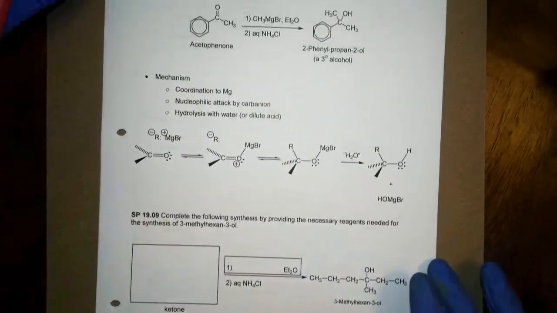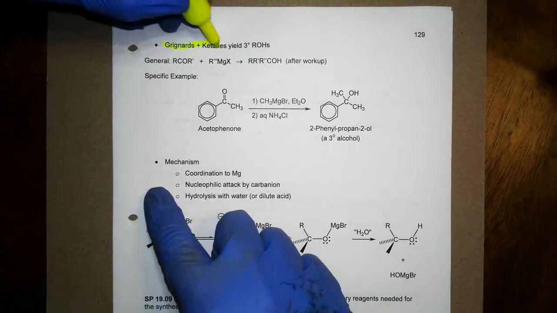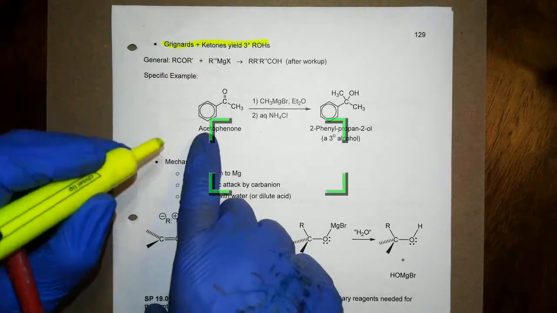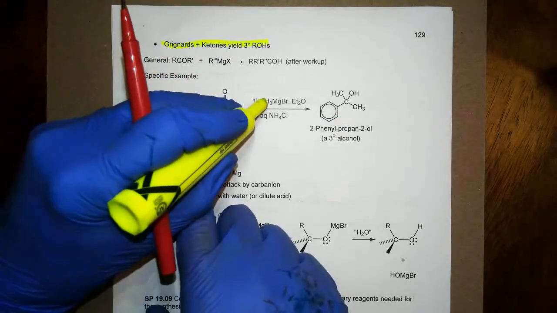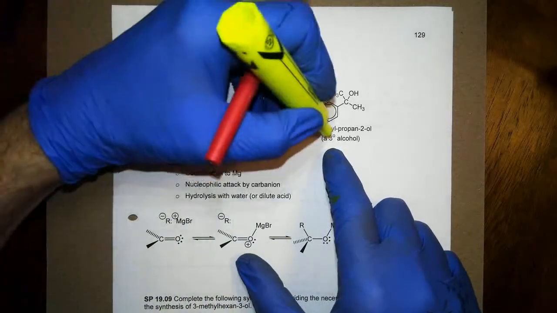And let's go to page 129. Something I had said also and talked about earlier, Grignard plus a ketone gives you a tertiary alcohol. So here we have acetophenone. We're adding methylmagnesium bromide, and we're getting this tertiary alcohol as a consequence of this process.